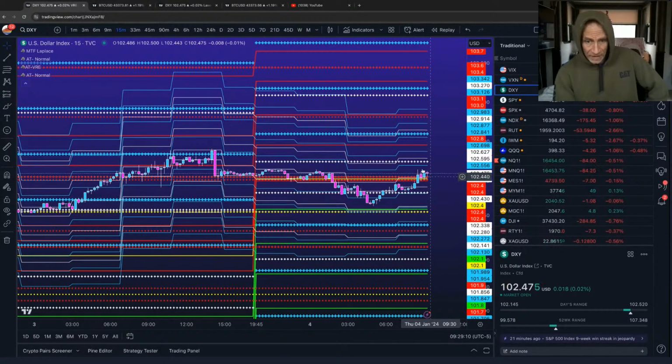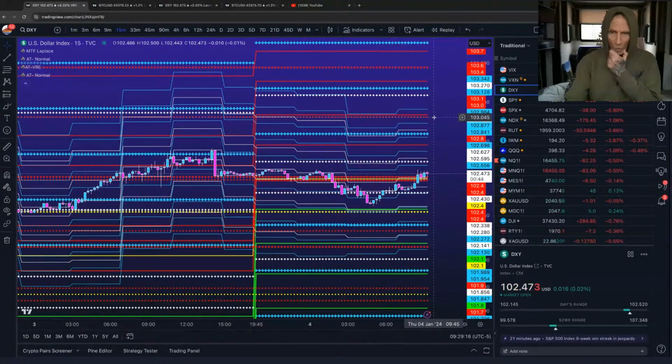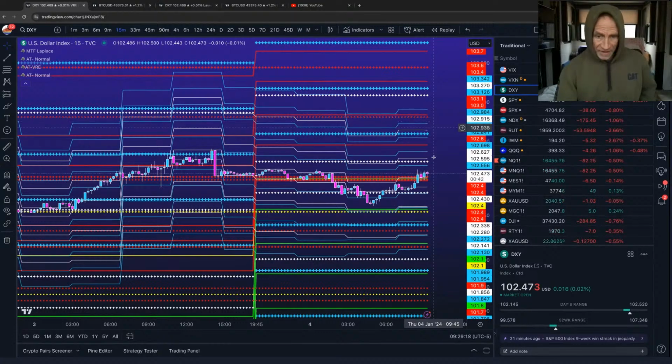If Dixie can find support right up here, I'm looking for that. I'm looking for 103. You don't want to dip back down below here.